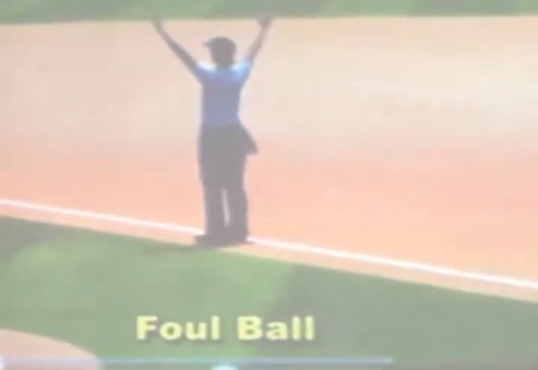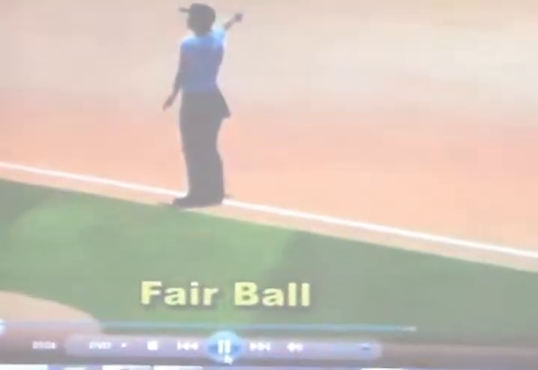When the ball is near the foul line with no runner at third base, move up that foul line to a position where you can see the ball land. If the ball is foul, give the dead ball signal, followed by a verbal call of foul or foul ball. Foul ball! If the ball is fair, give the fair ball signal. No verbal call is given.